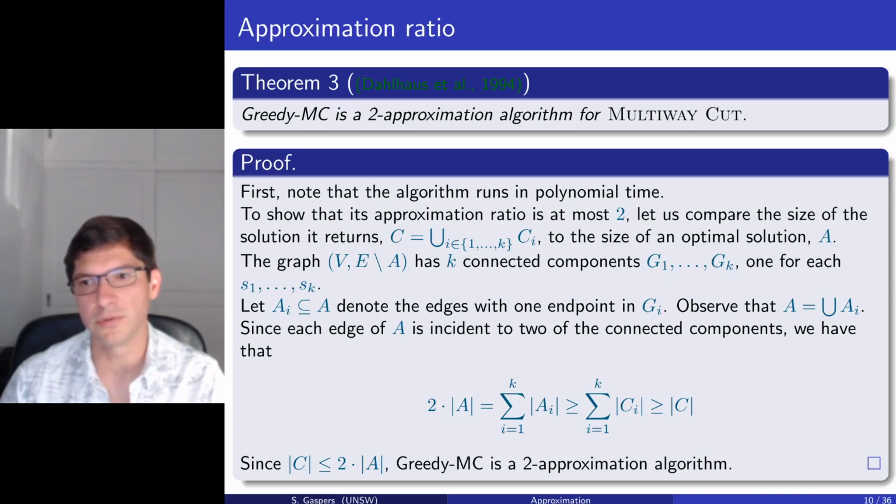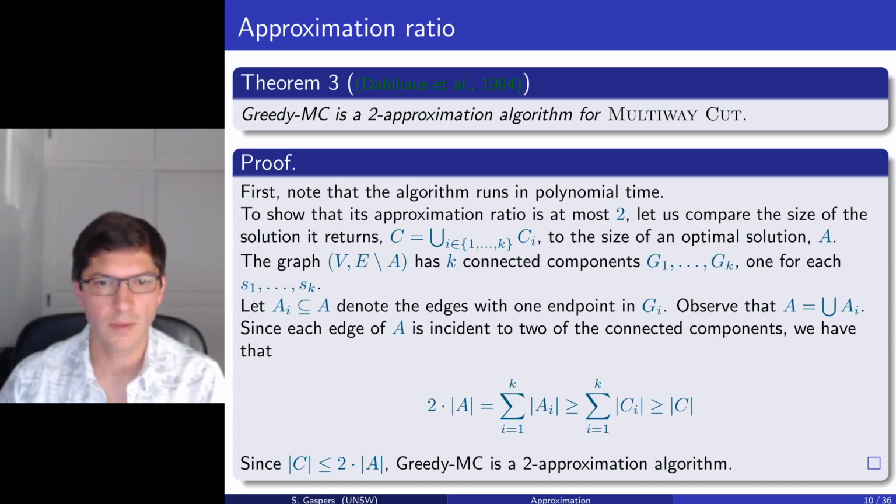Let's call the optimal solution A. Now, when we remove all the edges that are in A, the resulting graph has k connected components, because we started from a connected graph and we didn't remove any superfluous edges, so we didn't add any dummy edges to our solution. So we will get exactly k connected components, namely one for each of the terminals.